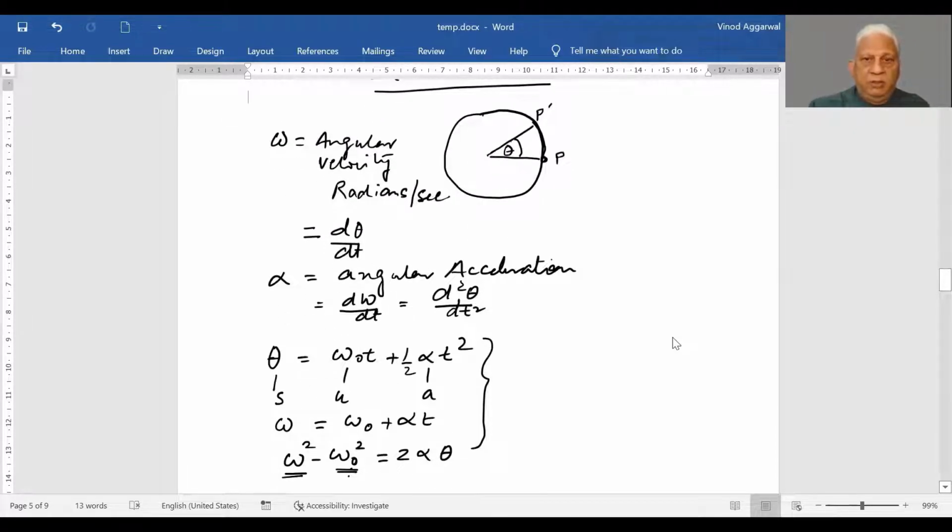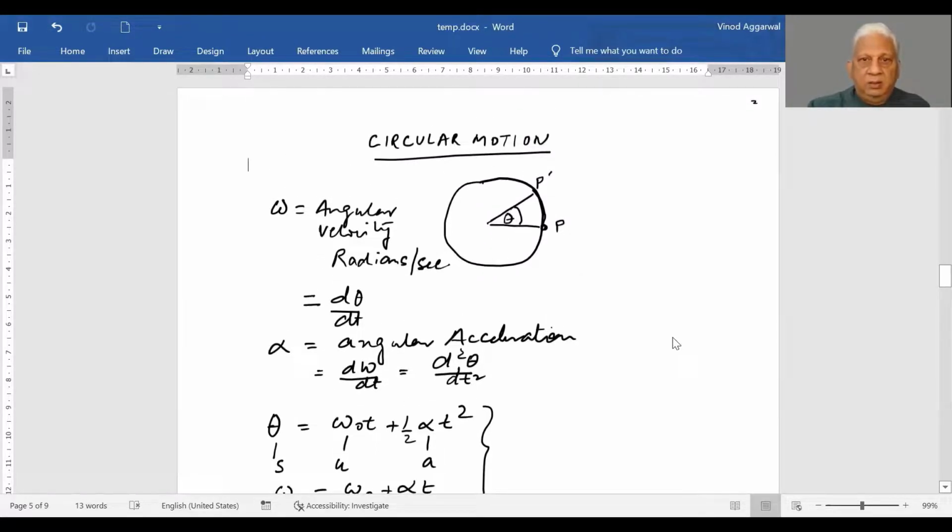From geometry, we can make out. Now, when a particle is moving from one point to another point, it has a linear velocity which is tangential to the point where it is. If it is here, the tangential velocity will always be tangential to the path, or it will make a 90-degree angle with the radius.